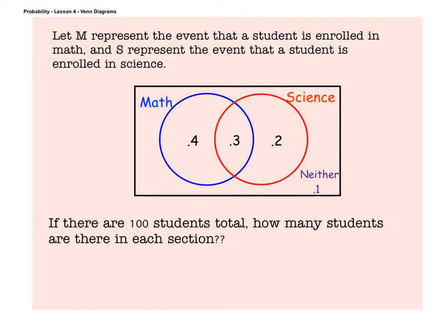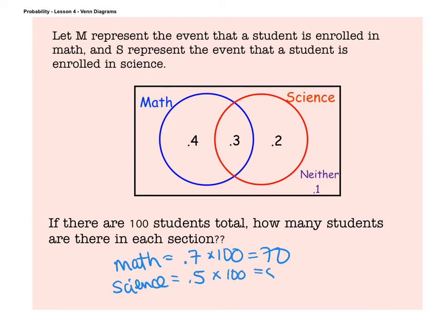This is a probability Venn. It's in decimals instead of fractions, but still works. There's 100 students total. So how many students are there in each section? In order to figure that out, for math there's a total of 0.7. If I multiply that by 100, that's going to give me 70 kids in math. And for science, add up the sections. You've got 0.3 and 0.2, which is 0.5. That gives you a total of 50 kids in science. It doesn't ask about neither. So we have 70 kids enrolled in math and 50 kids enrolled in science.